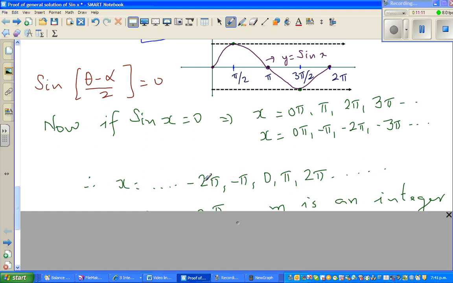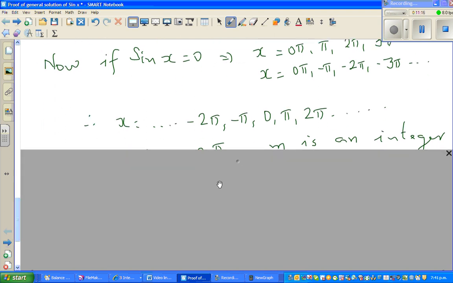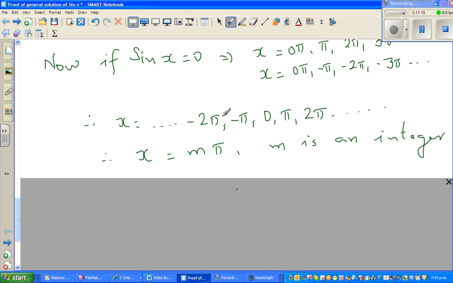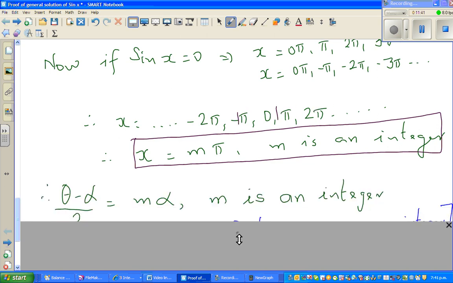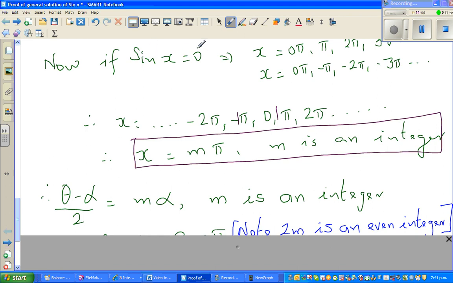So here, if you look at these numbers, generalizing it, these are integers. So you can say that can be written as x is equal to m pi, where m is an integer. So this is for sine x. If sine x is equal to 0, then we can say x is m pi and m is an integer. So this is minus 1, this is 0, this is 1 pi, 2 pi, 3 pi, and so on.